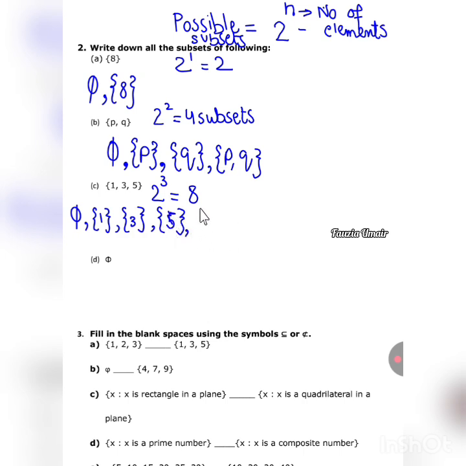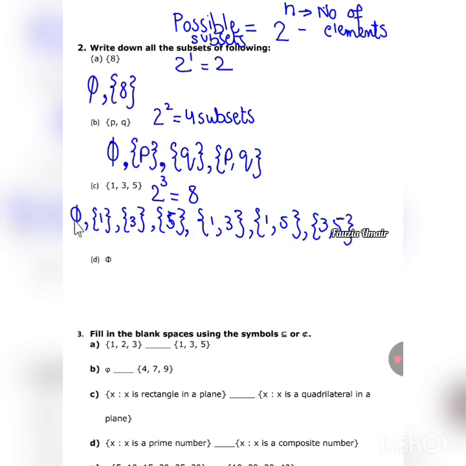Now we can make pairs of 2. Let's say {1, 3}, 1 is combined with 3. Then 1 is combined with 5. And lastly, 3 and 5. You should know this also: in a set, the order of elements does not matter. If I am writing {1, 3}, it is the same as {3, 1}. So {1, 5} is the same as {5, 1}, and {3, 5} is the same as {5, 3}. So we cannot write them again.